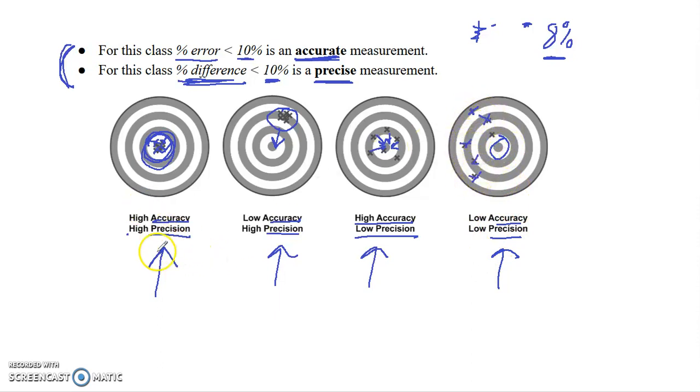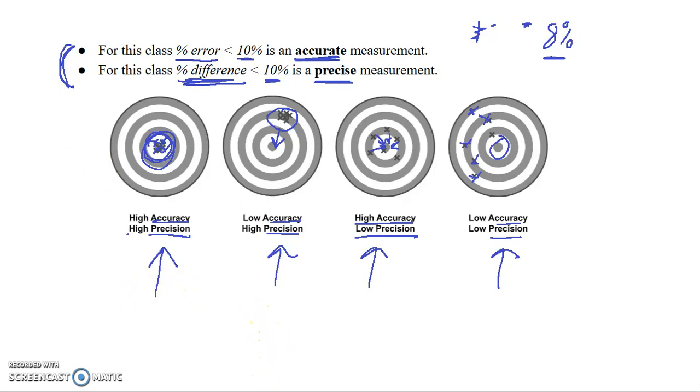So again, in science, this is what we want. We want high accuracy and high precision, and the percent error and the percent difference are going to be able to tell you if you are being accurate, if you are being precise. So let's go to the next part.